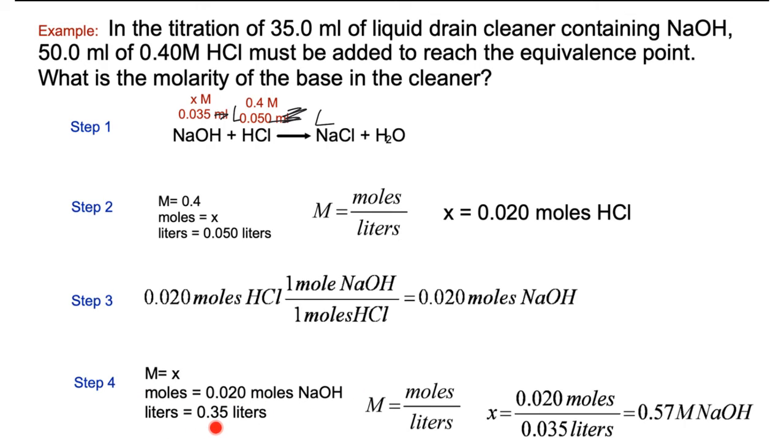I know that I have 0.35 liters. So what I'm going to go ahead and do is take moles divided by liters, 0.020 divided by 0.035, and I end up with 0.57 moles of NaOH. So that would easily solve this problem. I have to go through 4 steps, which is fine.